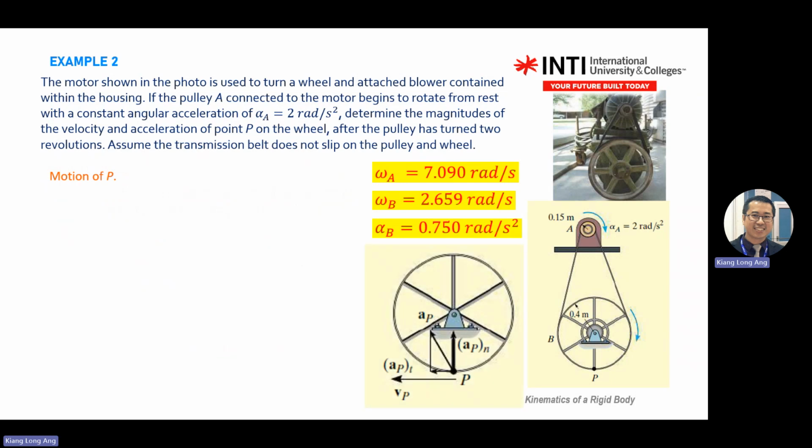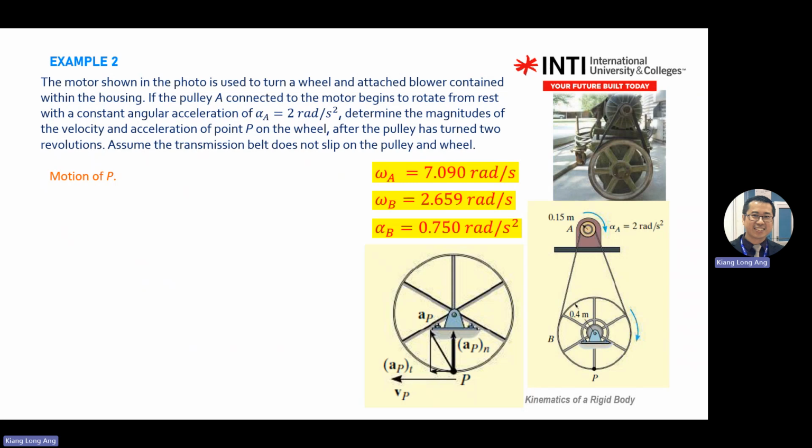So the question asks you to focus on point P. As you can see, so far, how we begin to solve, we look at a general perspective. We have two bodies linked with the pulley. Then we try to find the alpha, omega, velocity, acceleration for one body, then you move to another body. You transfer information to another body. Then you look at what question is being asked. In this case, it's point P. It asks what happened to this P after the pulley has turned 2 revolutions.